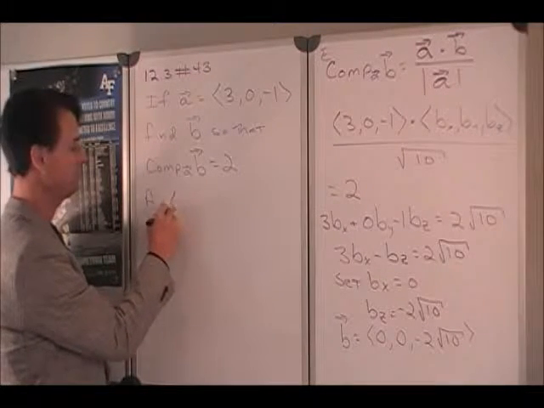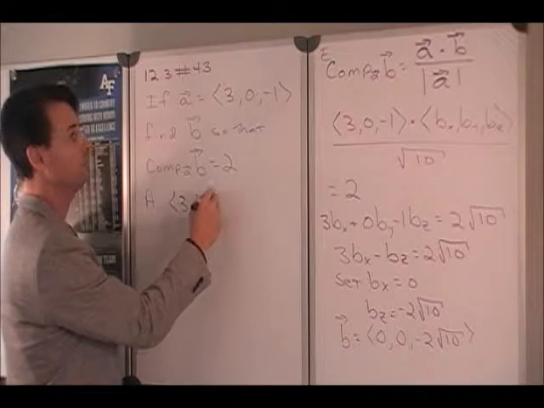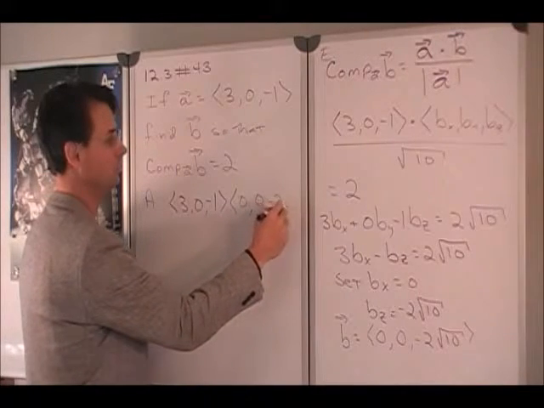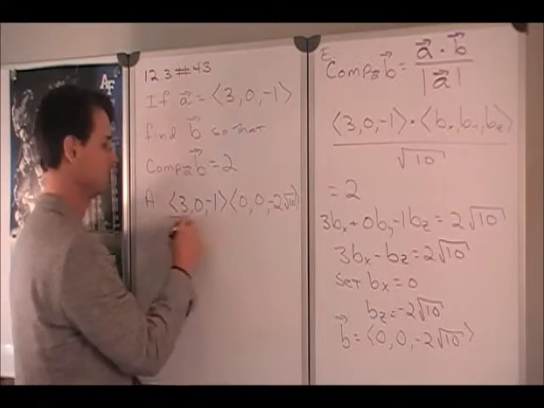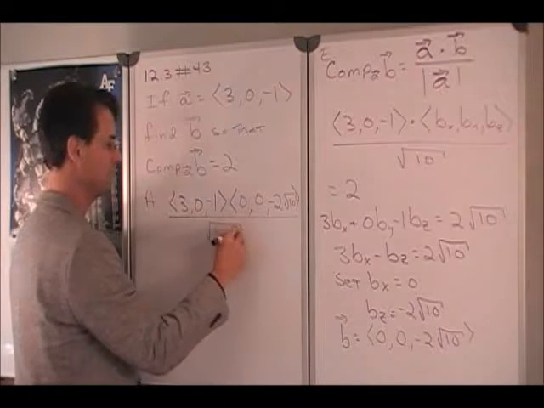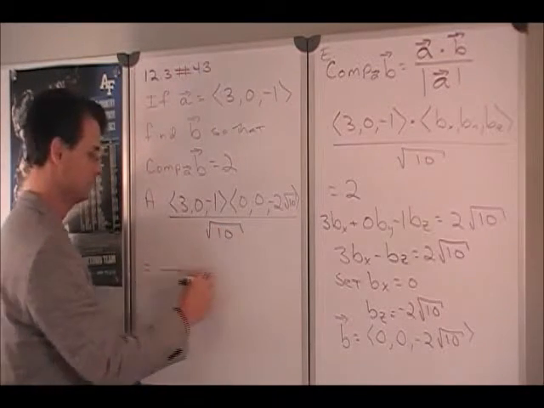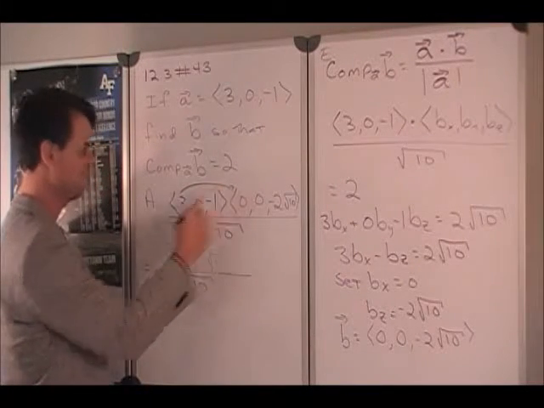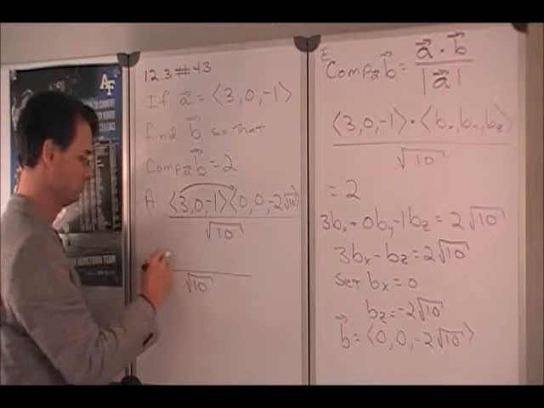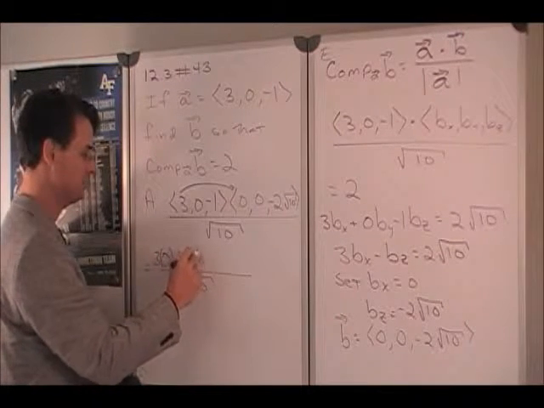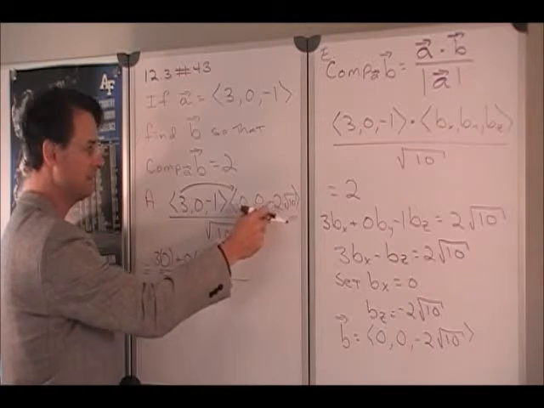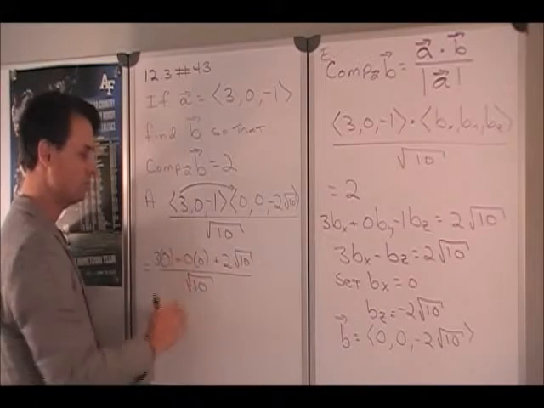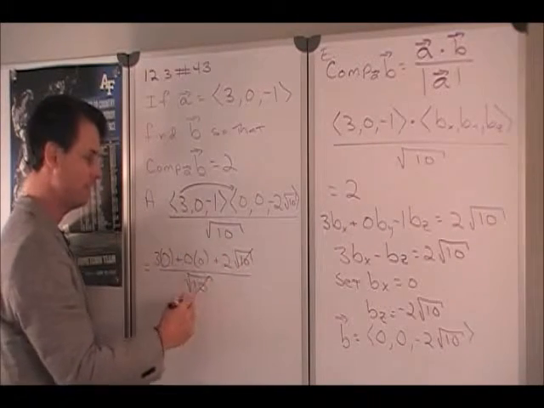Alright, so now we want 3, 0, negative 1, dotted with 0, 0, negative 2 square root of 10, over the square root of 10. So the denominator is still going to be the square root of 10. 3 times 0 is 0. Plus 0 times 0 is 0. Negative times the negative is a positive. So these two terms are 0. The square root of 10 cancels out.